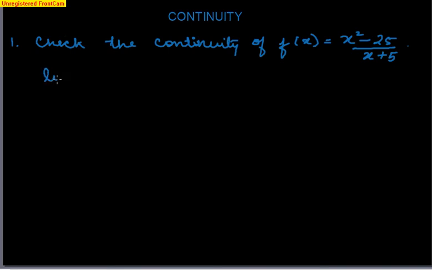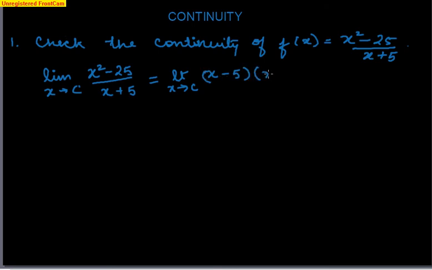So we consider the point to be any constant, say c. So we say that the limit x tends to c for the function (x square minus 25) upon (x plus 5). If I factorize x square minus 25, I get (x minus 5) into (x plus 5), and the denominator remains as it is. This gets cancelled and the limit is c minus 5.